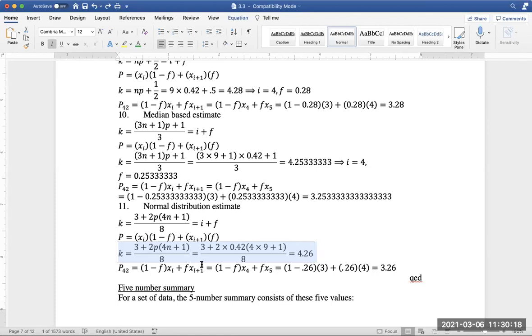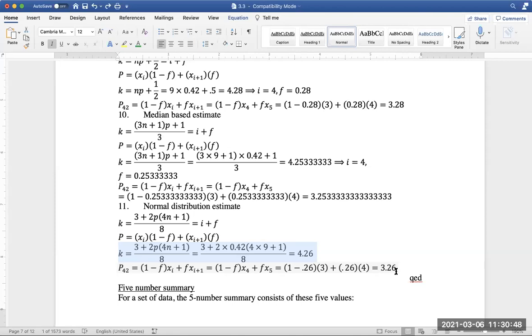So you want to do 74% of the number in the fourth position, 3, plus 26% of the number in the fifth position, 4. So that's going to be 3.26. You notice that you get like 8 differing numbers. I believe it was 8 differing numbers for these differing formulas for the 42nd percentile.